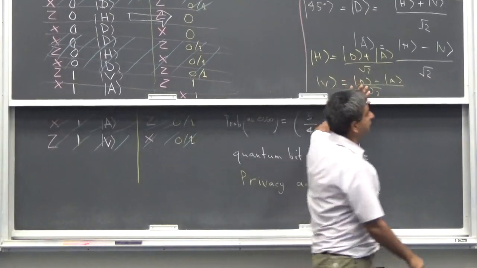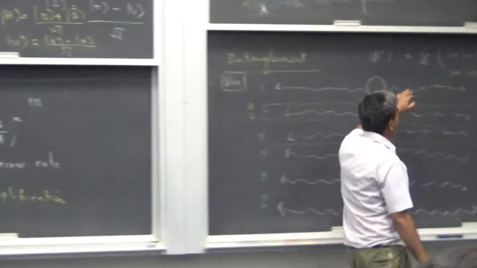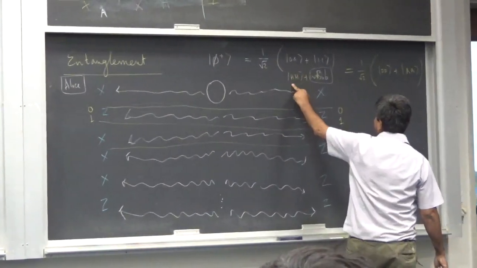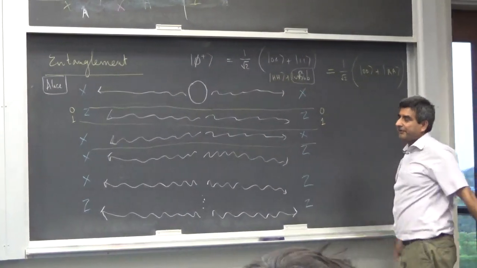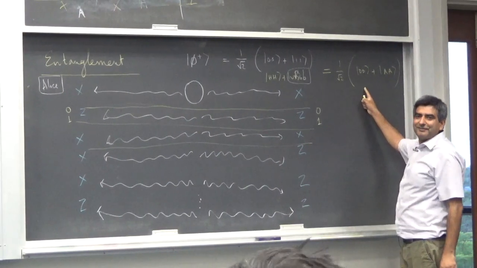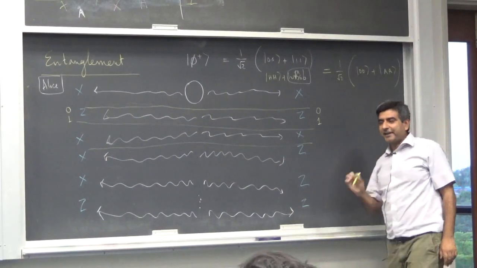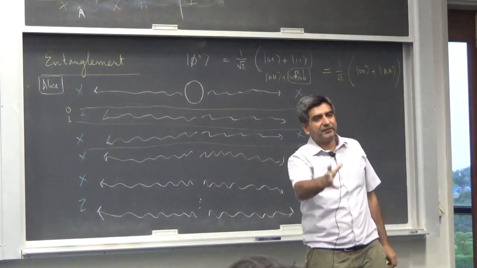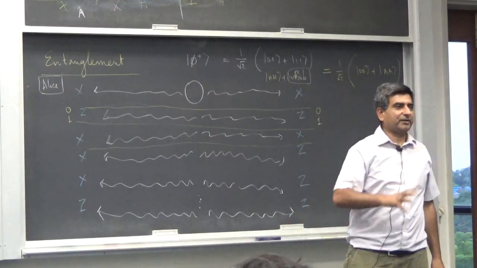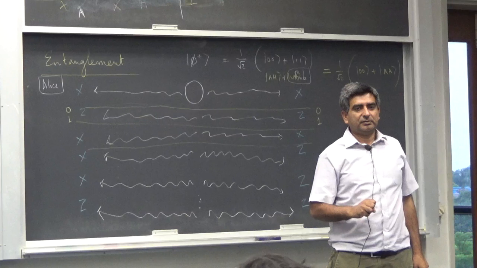And if I substitute these, replace this ket h or ket 0 with the combination, I'll get this. This means that the entangled or the Bell set is rotationally invariant. It's isotropic.